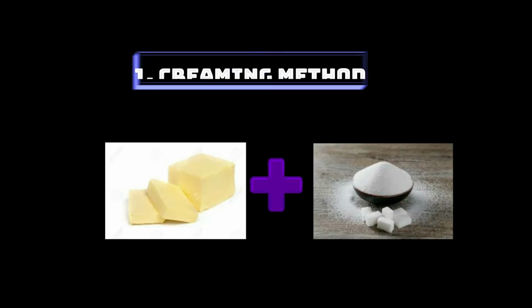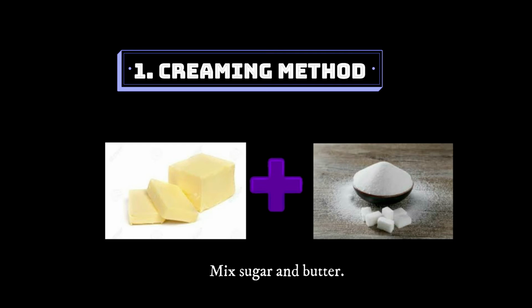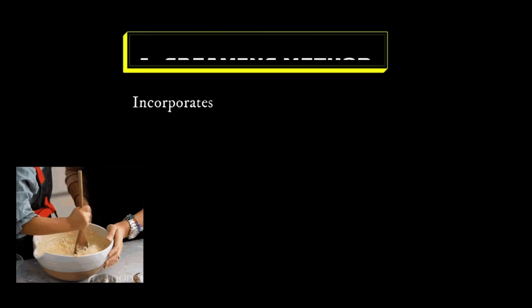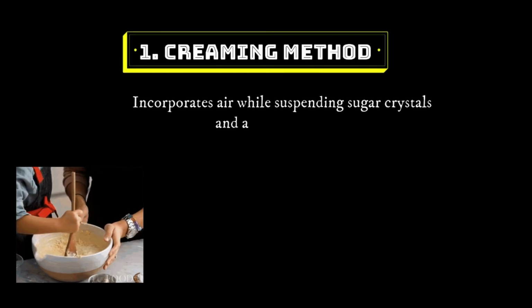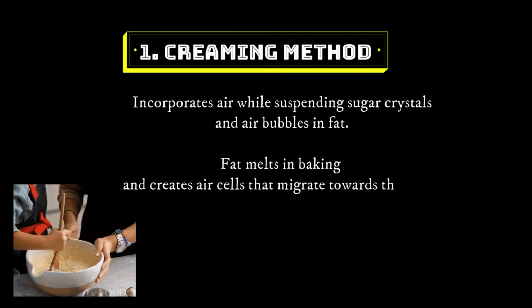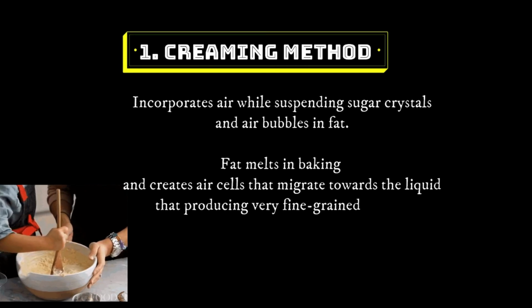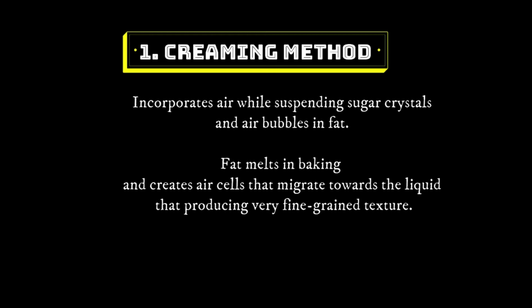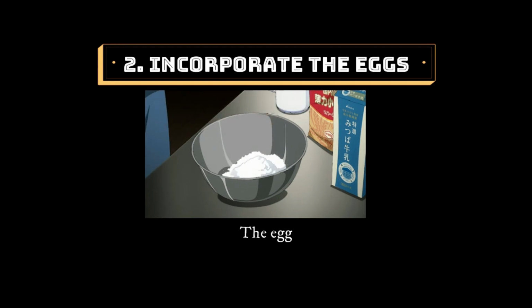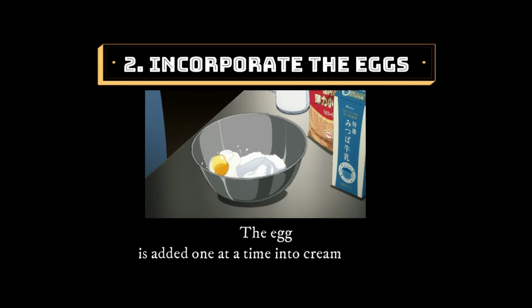The first step is we use the creaming method, which is used to mix the sugar and the butter. We work the fat until light and foamy. This technique incorporates air while suspending the sugar crystals and air bubbles in fat. After that, the fat melts during the baking session and creates air cells that migrate towards the liquid to produce a fine grain texture. The second step is we incorporate egg into the liquid by adding the egg one at a time.